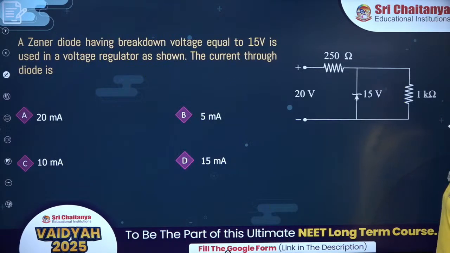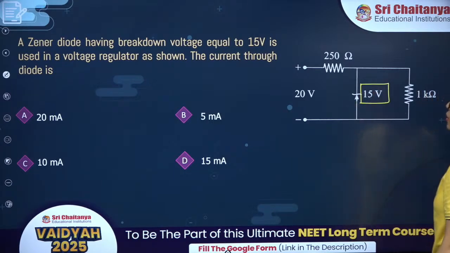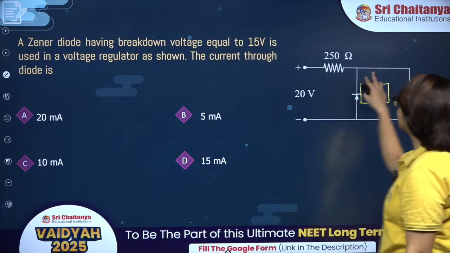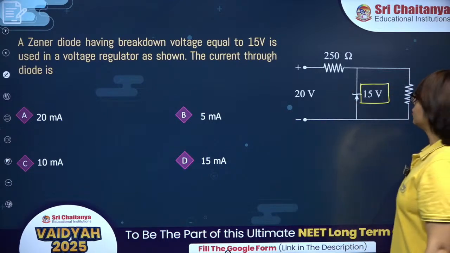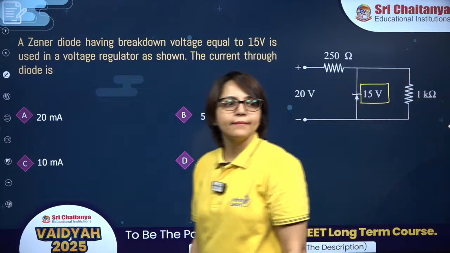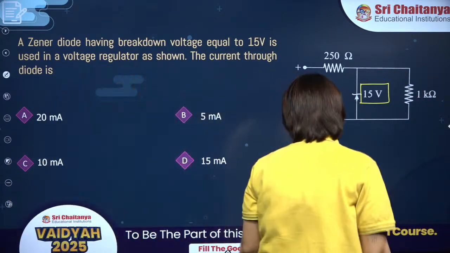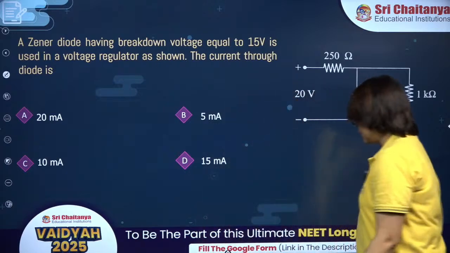Let's try this one. A Zener diode having breakdown voltage equal to 15 volt is used in a voltage regulator as shown in the figure. What is the current through the diode? Try this one. Yes, well done, beta, well done. It is a concave lens.